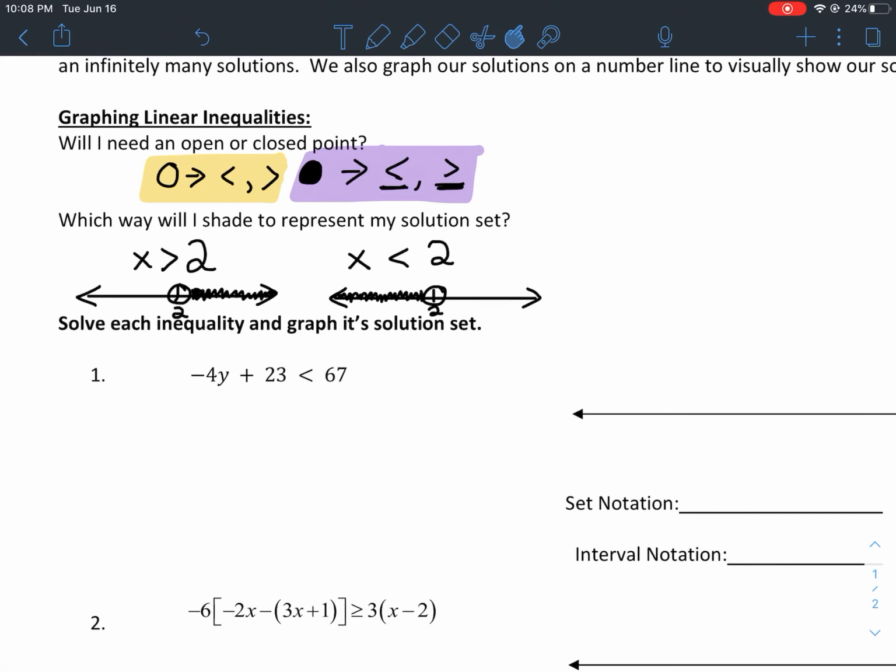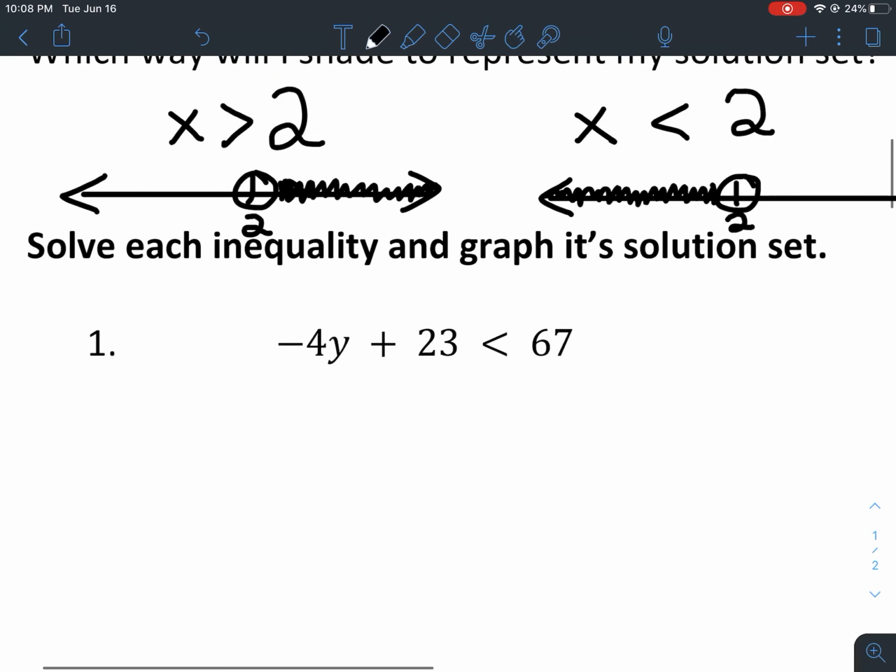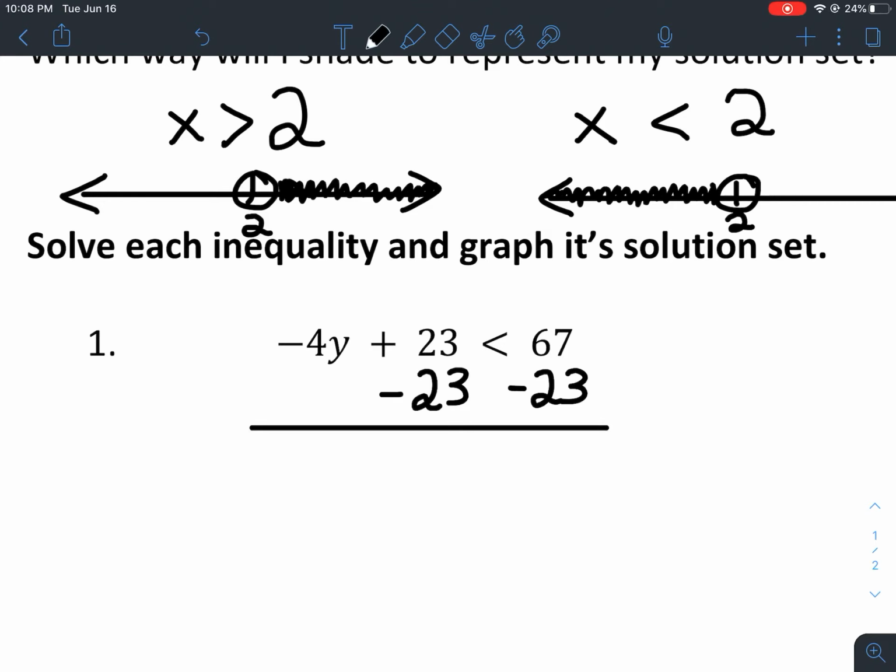Okay, so now we're going to incorporate our solving and then graph it on a number line. So in number 1, we have negative 4y plus 23 is less than 67. So we're going to solve it just like that was an equals. First thing, we have a two-step equation here. Let's subtract 23 from both sides. 67 minus 23 is 44. And now to get rid of that negative 4 in front of the y, the current operation is multiplication. How do you undo that? You undo it with its inverse, which is division.